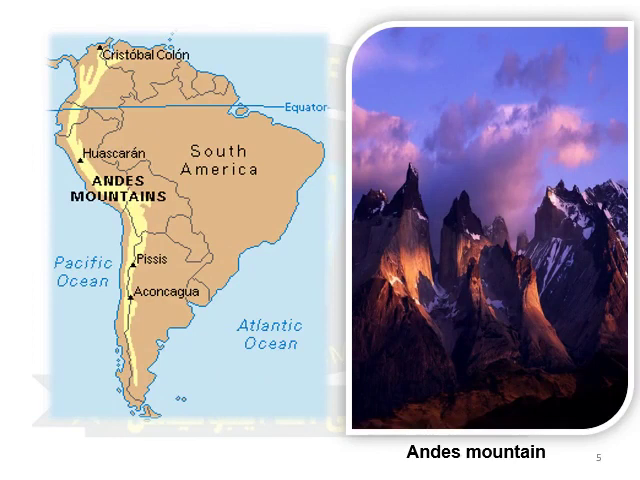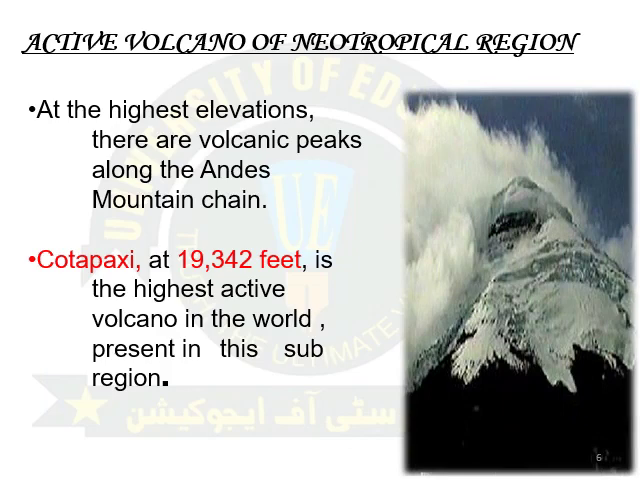Here you can see the yellow highlighted area represents the Andes Mountain series. In this series, most of the active volcanoes of the world are present. At the highest elevations, most of the volcanic peaks are present along the Andes mountain chain. Out of them, Cotopaxi is the highest active volcano in the world.